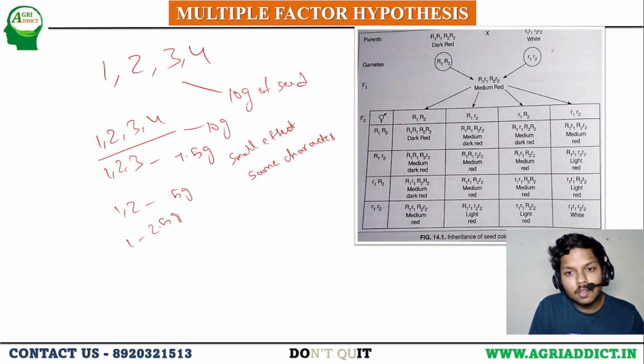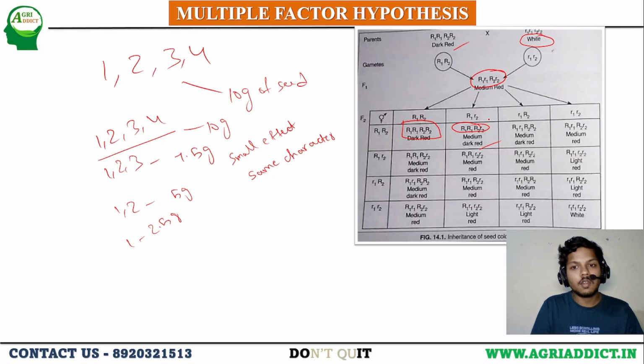Here you can see, in this condition, 4 are in dominant state, so there is a dark red. Here 4 are in recessive state, so there is white. But in the hybrid, only 2 are dominant, so it is medium, intermediate expression. Here only 3 are dominant, meaning medium dark red. You can see, based on the number of dominant genes, the character expressed is changing. So it means each gene has its own role in the character, like R1, R1, R2, R2. In this, first gene, second gene, third and fourth. These 4 alleles have some effect on the character.